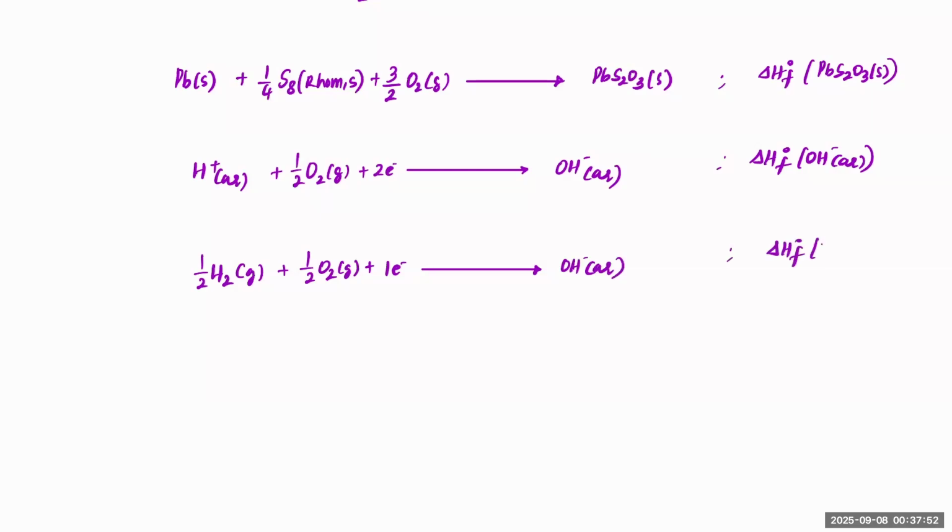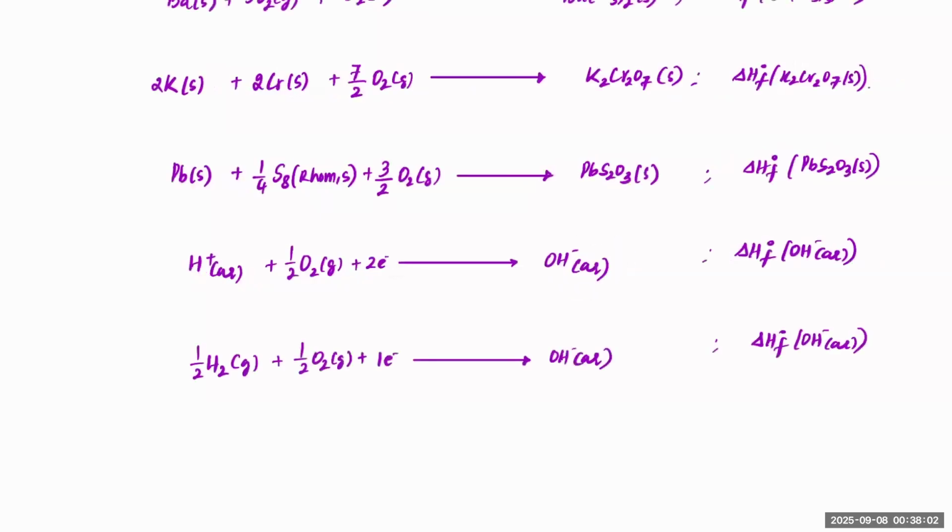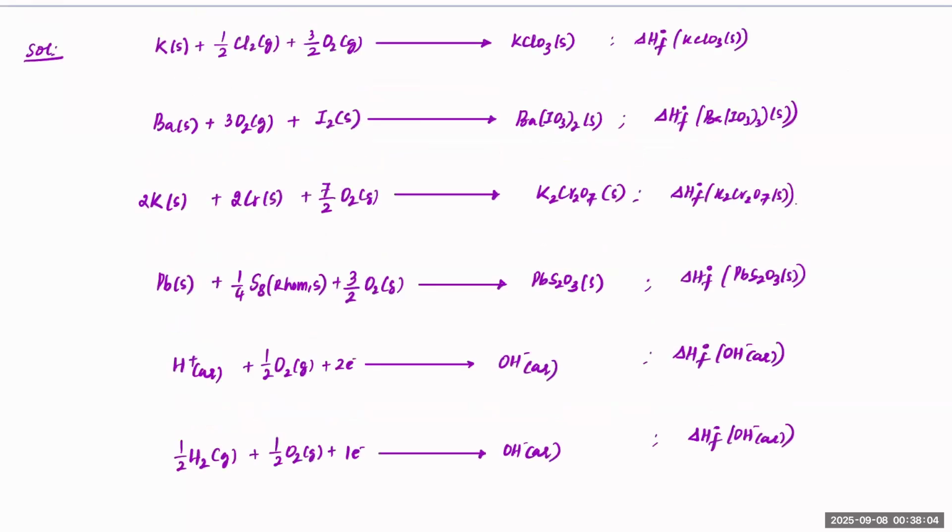You will not see exactly practically this kind of reaction is actually possible, isn't it? You will not see this reaction is possible to give OH minus, but theoretically when you're writing delta H of formation, this is what you can write. Both of them are correct.